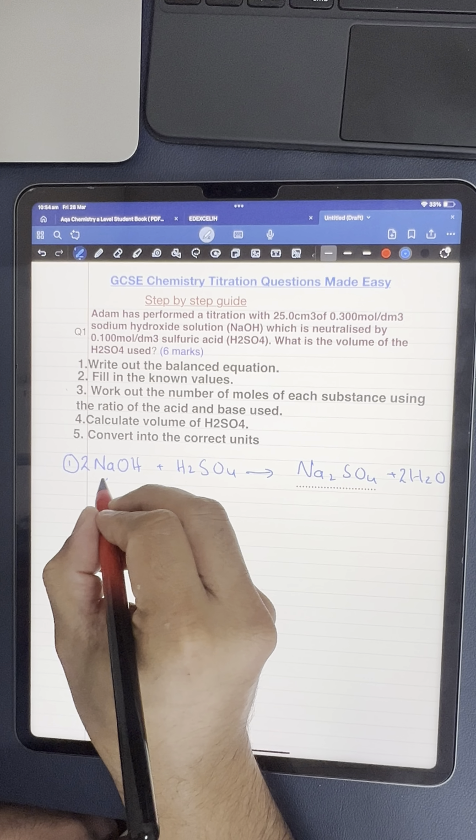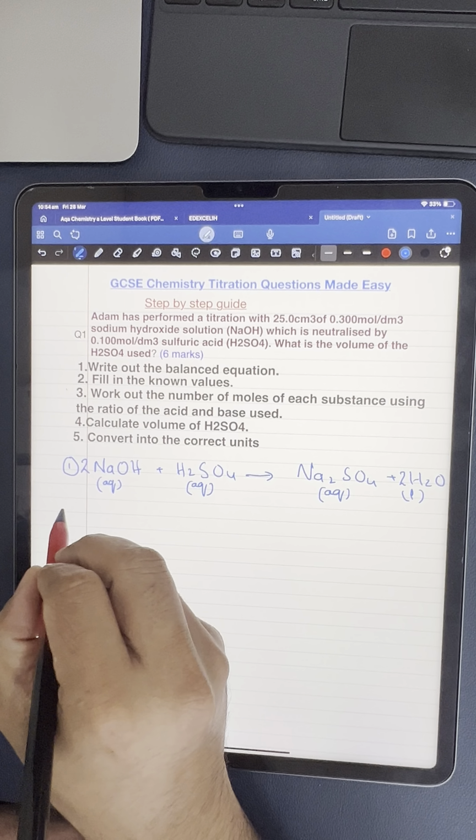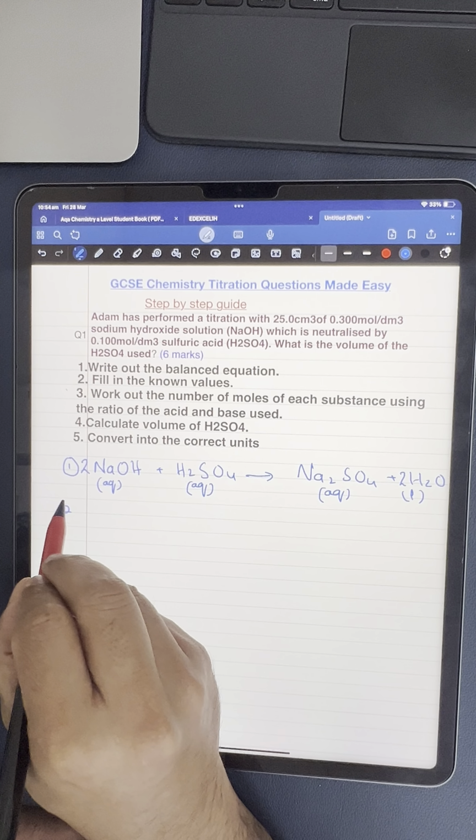Now let's look at the state symbols. Sodium hydroxide is aqueous, H2SO4 is aqueous, sodium sulfate is aqueous, and water is liquid. So my equation is balanced. Second step that we had was fill in the known values. Fill in the known values. So I'll write number 2.